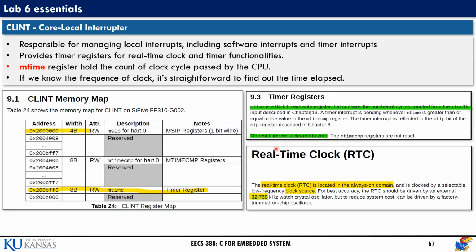In lab 5, we already discussed how our local interrupt, that is CLINT, works, and it has some registers that are very helpful for us to calculate the real-time clock and use any kind of timer functionalities. In this lab, we also use the mtime register, which is basically a 64-bit register that can hold the count of clock cycles passed by the CPU.